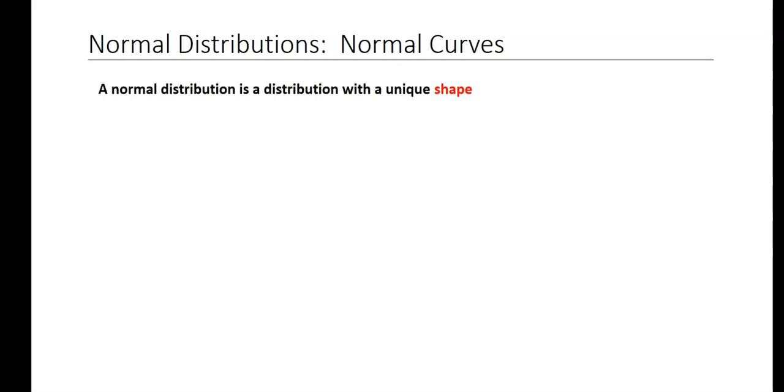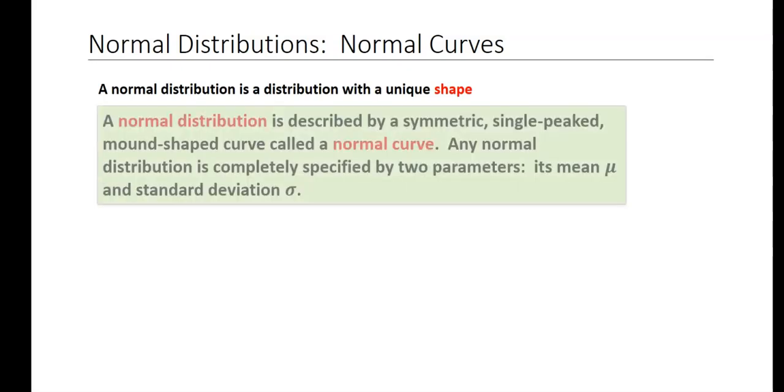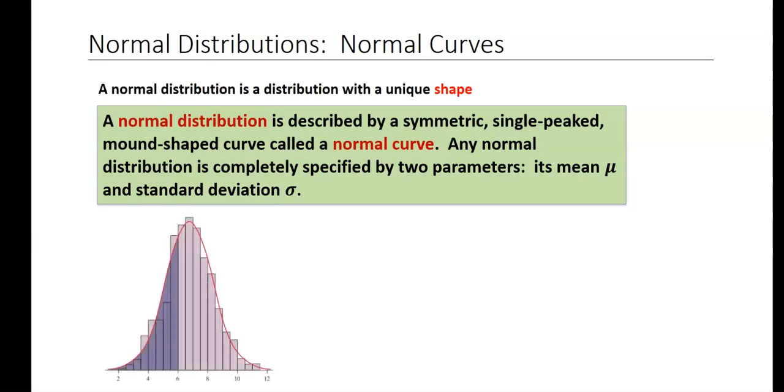Okay, so let's see what this model is about. A normal distribution is a distribution with a very unique shape. It's called a normal curve. Kind of looks like that, bell-shaped. So we describe it as symmetric. You want to know all these things about a normal distribution. Single-peaked, mound-shaped, sometimes we use those terms, called a normal curve. Any normal distribution is completely specified by two parameters, its mean and the standard deviation. If you remember from last chapter, we were talking about if the data is approximately symmetric, then use mean and standard deviation. That's what we use with the normal curve.